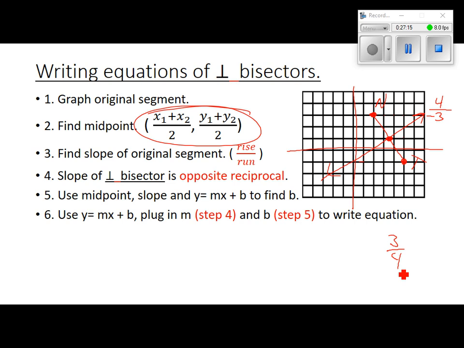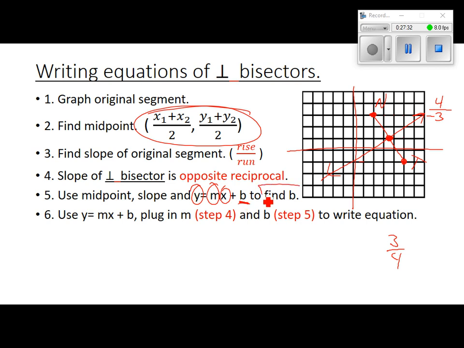Use the midpoint and the slope to find b. So you're going to take the midpoint, whatever the coordinates of that midpoint are, stick them in here and here for the midpoint, and the slope, and stick in there and find b. We did that earlier this year.